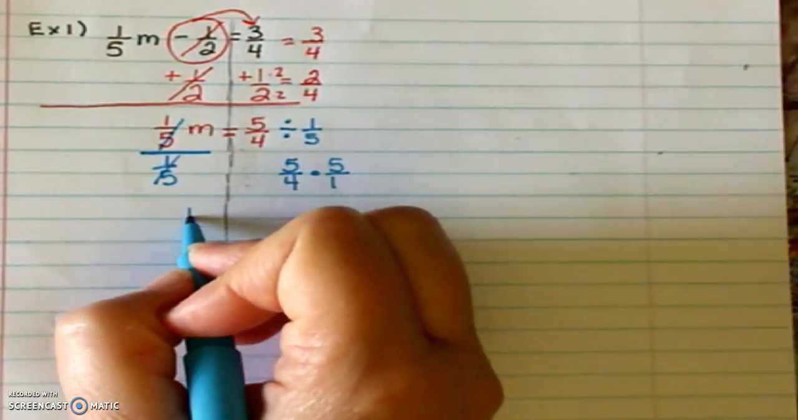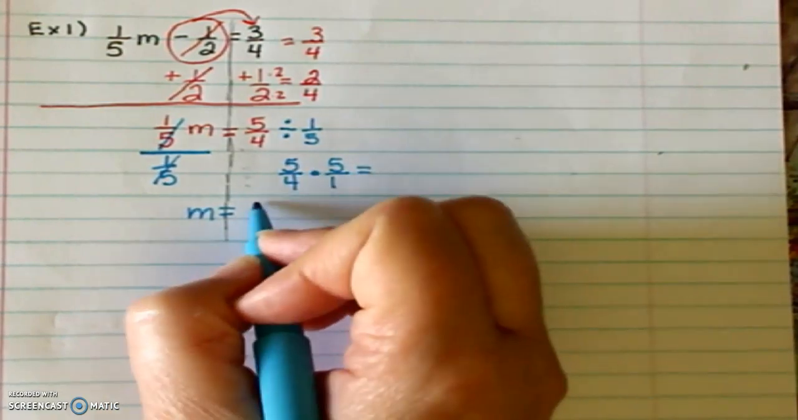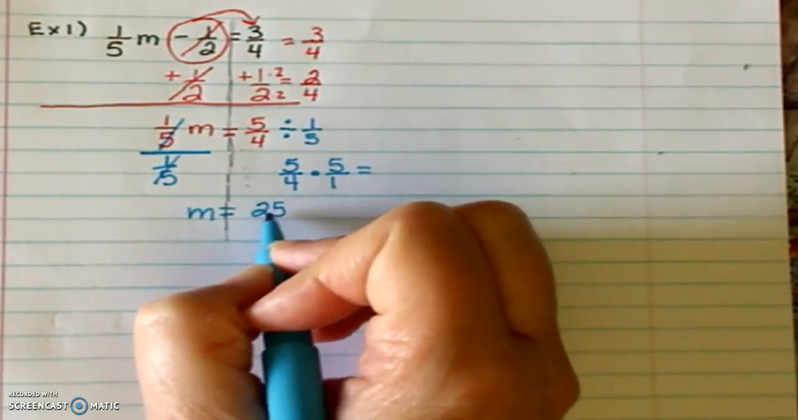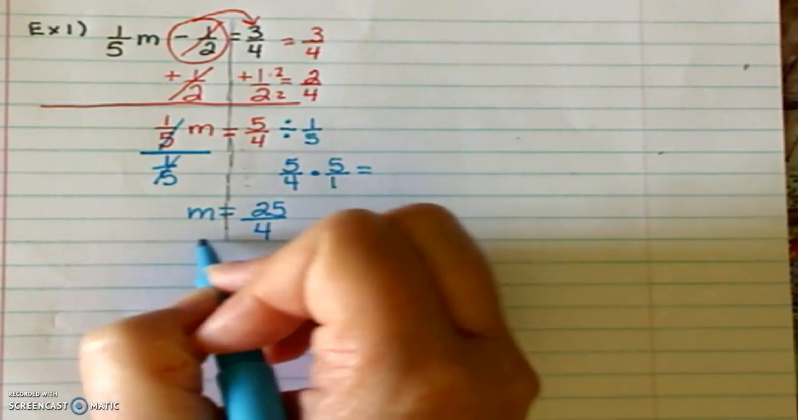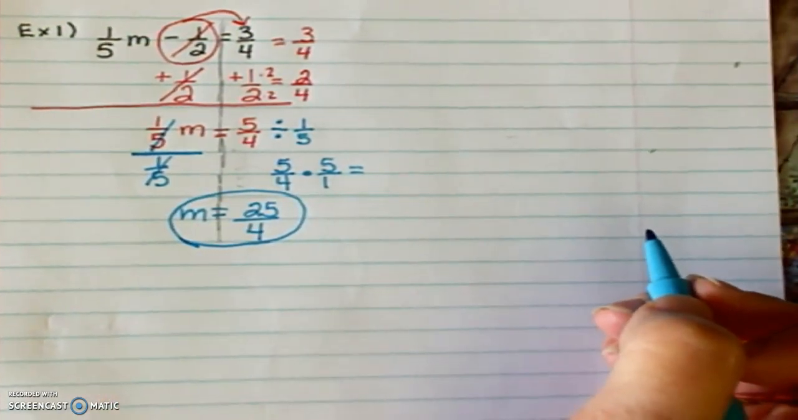So as you go ahead and solve that, you are going to find out that 1/5 divided by 1/5 is 1. So you get m is equal to multiply your fractions, you multiply the numerators together, and you multiply the denominators together. So m is equal to 25/4.